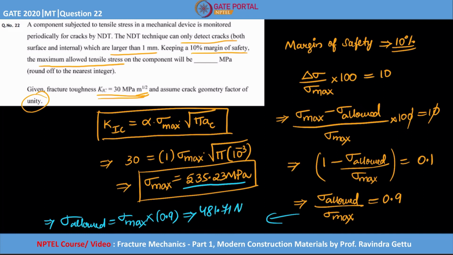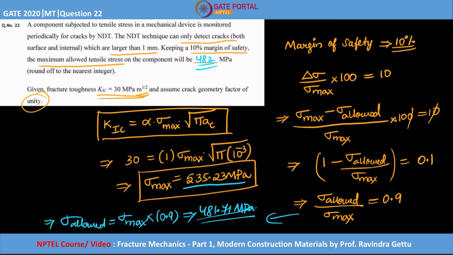This is the answer, and of course they are asking you to round off to the nearest integer, so the answer would be 482. This is how you need to approach this. From the fracture toughness of a material, we have calculated the maximum stress that the material can experience for a given critical crack length, and then we have calculated the maximum strength. But here, the NDT equipment is actually not allowing the complete sigma max that can be experienced by the material.